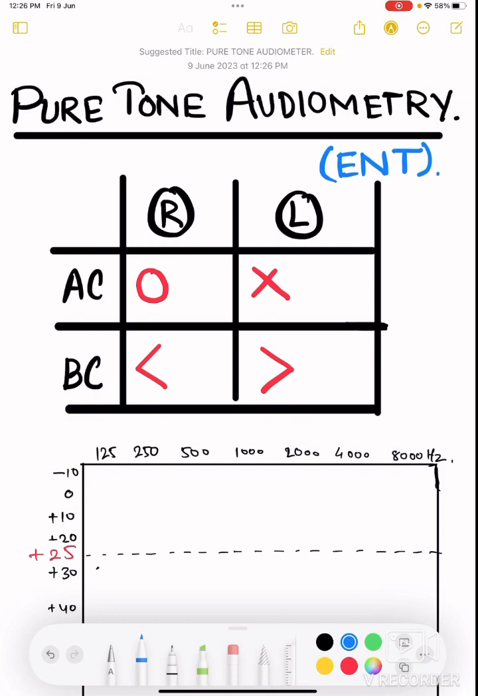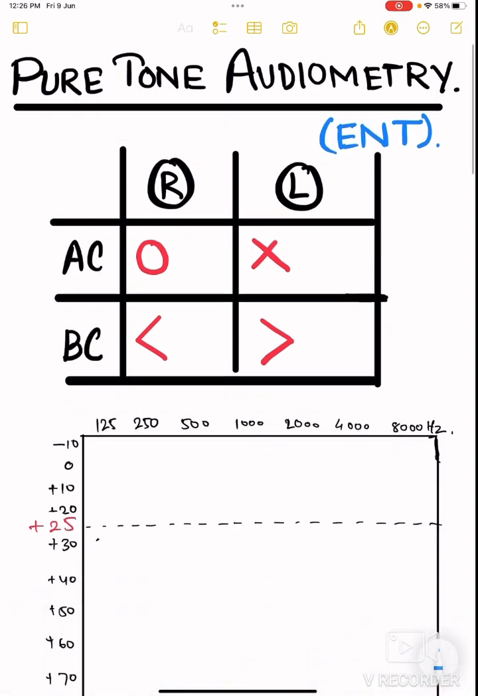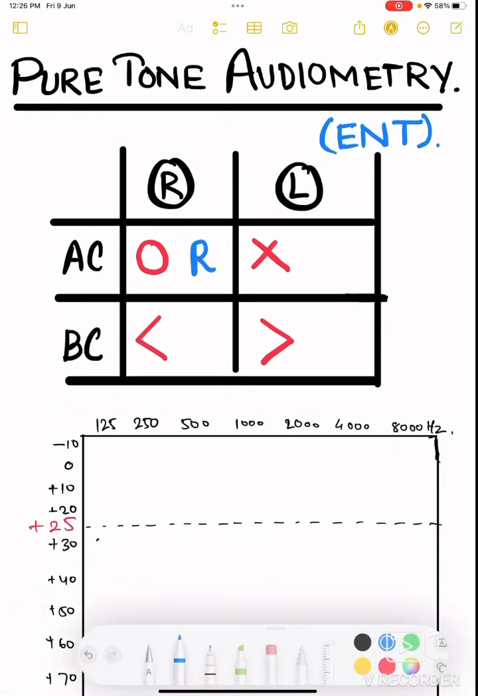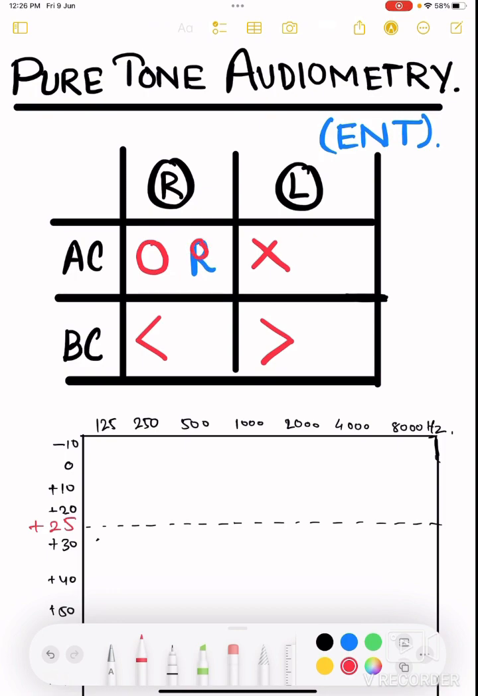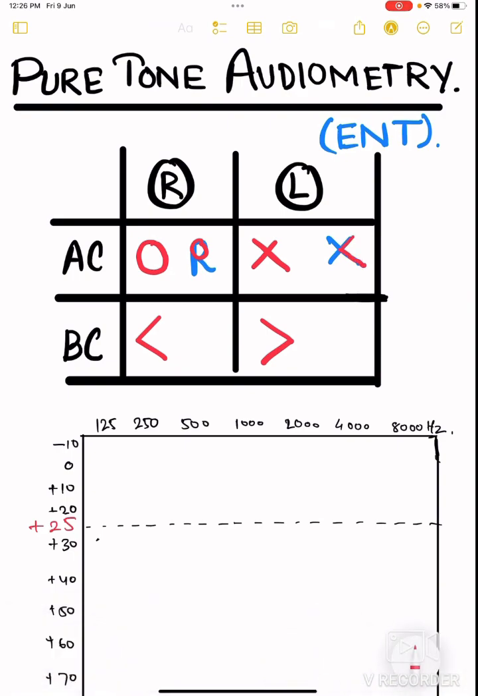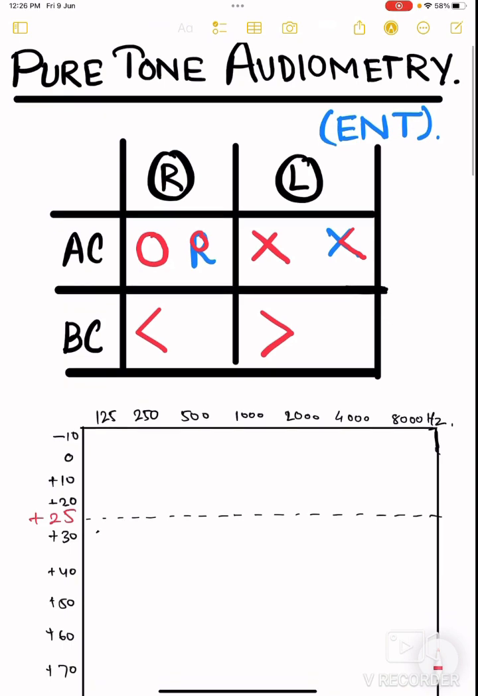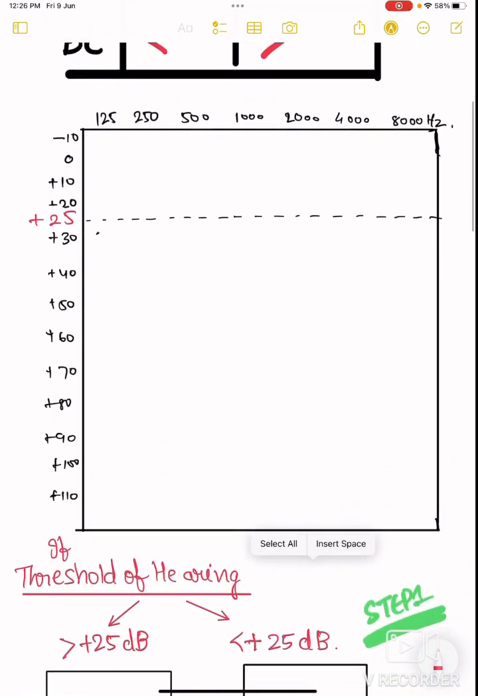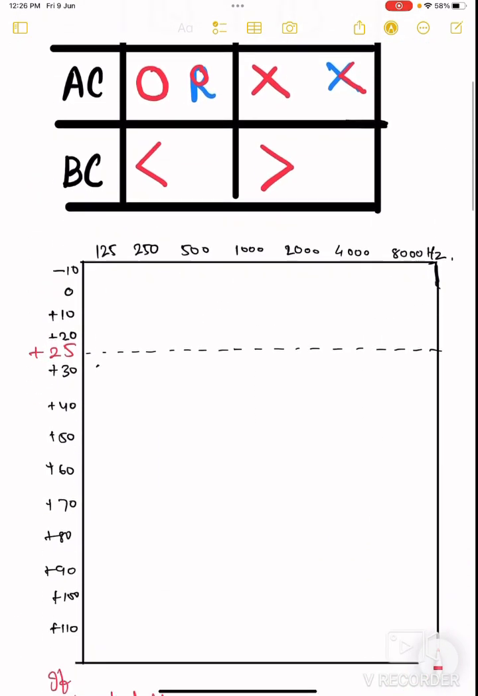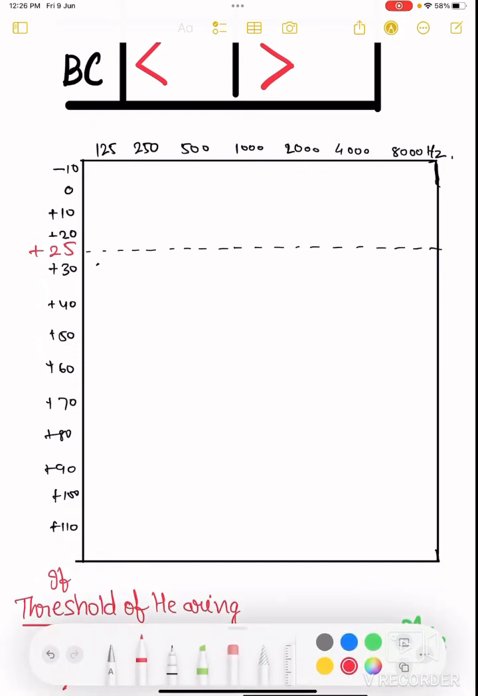So how to remember it? The easy way to remember is this is R. And inside that R, there is a circle. So you can remember it like this. How to remember left? This is X. And inside an X, there is an L. So this is the sign for the left side. Okay, so that's it. Now coming to the pure tone audiometry part, the graph part, which is very important.